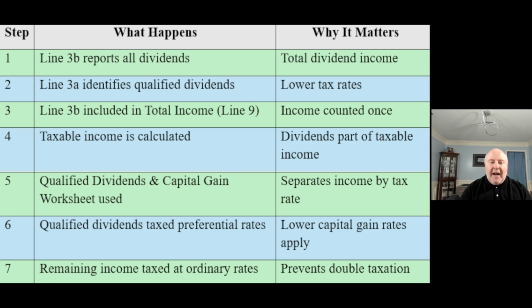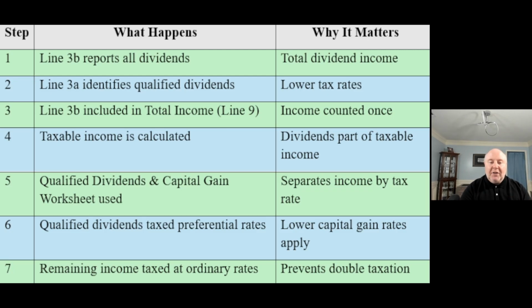Now that we've done that, we take the amount from line 3B and include it in our line 9, our total income. So we have our total income, which means we're only being taxed on it once when we get to total income. We now get to taxable income.